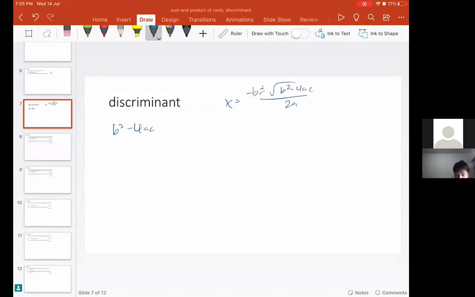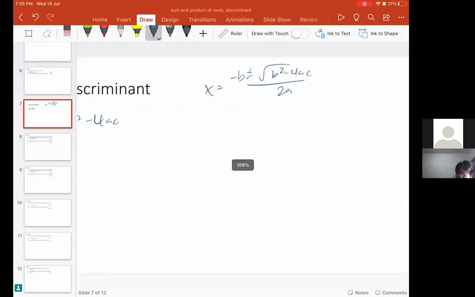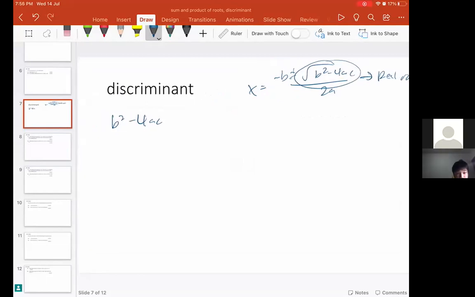Usually we look at the value of the discriminant to tell us whether there are real roots in the equation. When b squared minus 4ac is greater than 0, there are two real and distinct roots. We will see this phrase come up in the questions. When they tell us there are two real and distinct roots, we know that b squared minus 4ac is greater than 0.